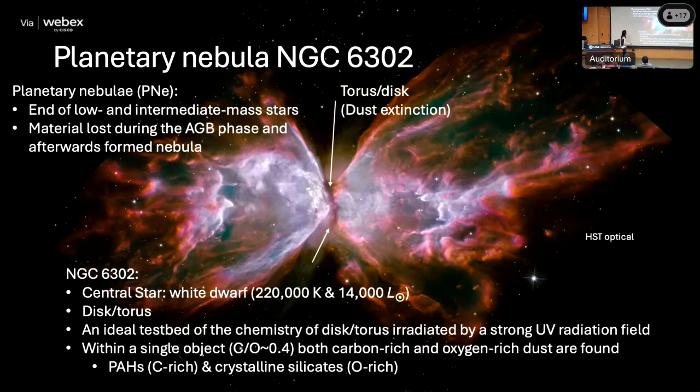So it's really an ideal case to see what's going on around the disk, and also, of course, the bipolar outflow itself. Another important characteristic of this object is that it is known to be oxygen-rich. There are more oxygen atoms than carbon atoms, but it contains both carbon-rich and oxygen-rich dust in a single object. By carbon-rich, I mean so-called PAHs, polyaromatic hydrocarbons, and oxygen-rich dust is represented by crystallized silicates.